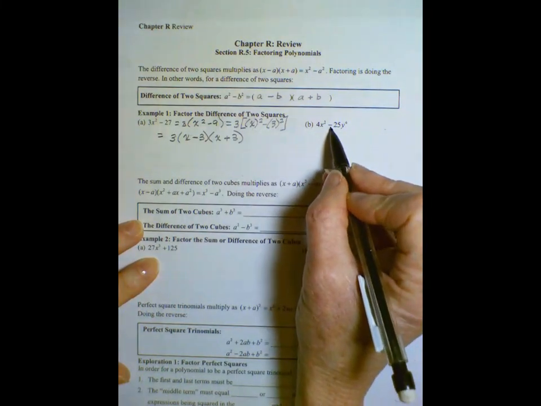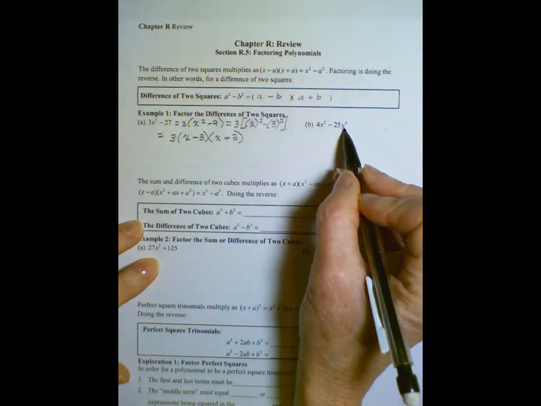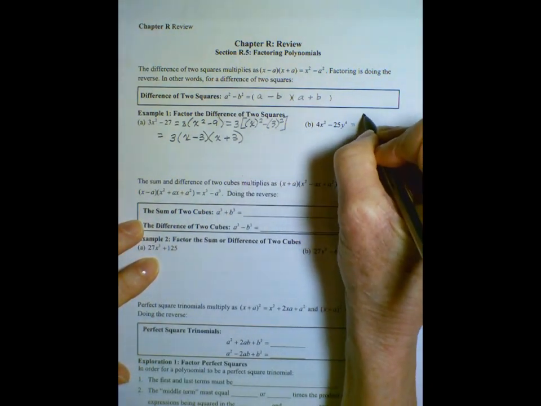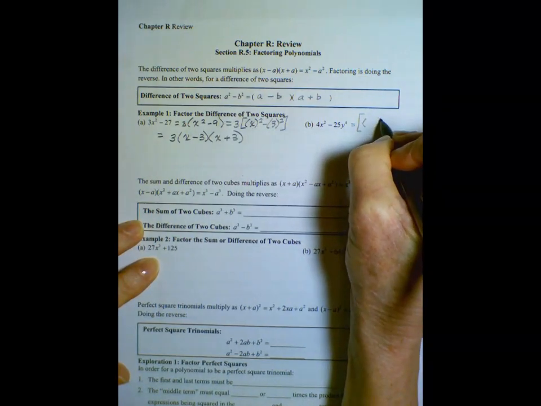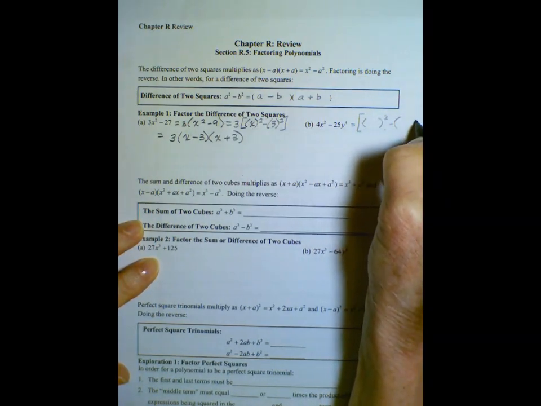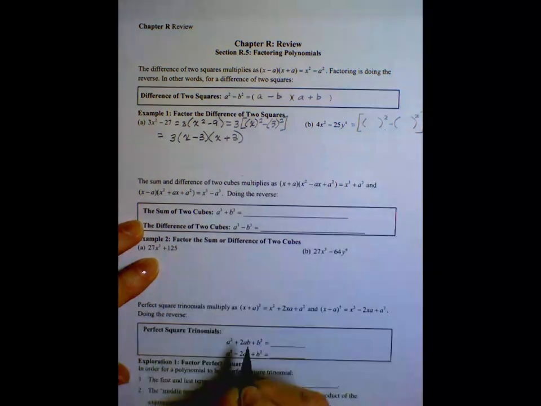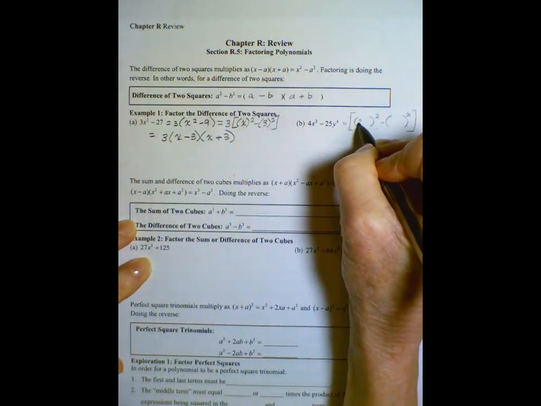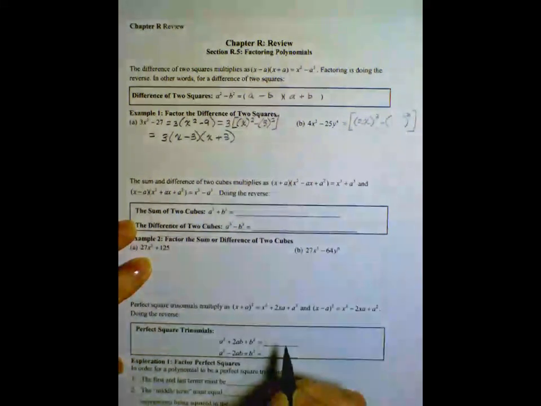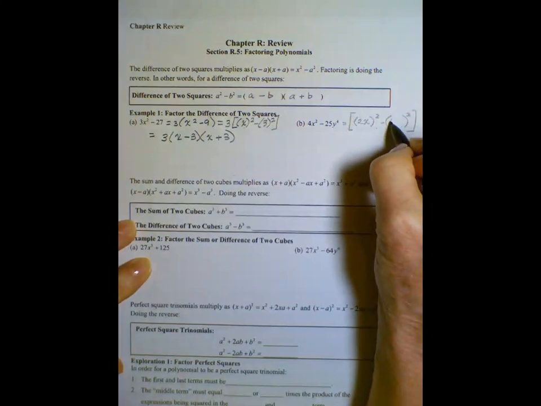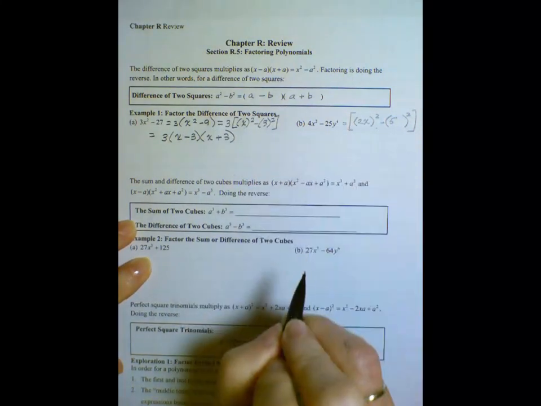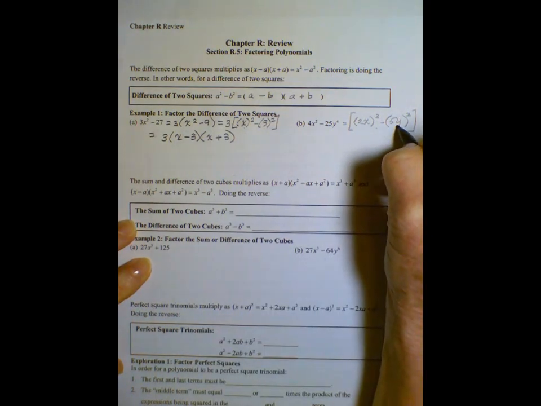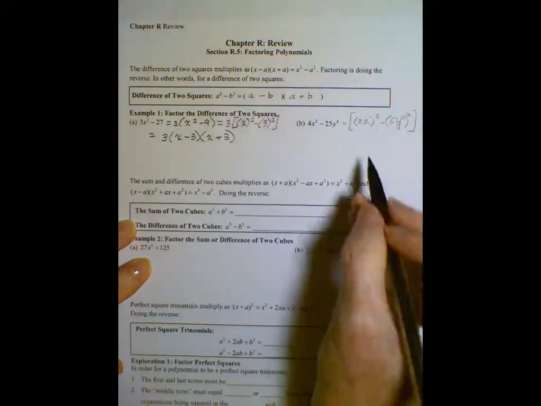Now, in this case, it's a difference of two terms. Are they perfect squares? Well, let's use that brackets trick to see. Here's my bracket: what is being squared in the first term and what is being squared in the second term? Okay, 4. To get a 4, I would square 2. To get an x squared, I would square an x, right? To get a 25, I would square 5. To get a y to the 4th, what would I square? A y squared, right?